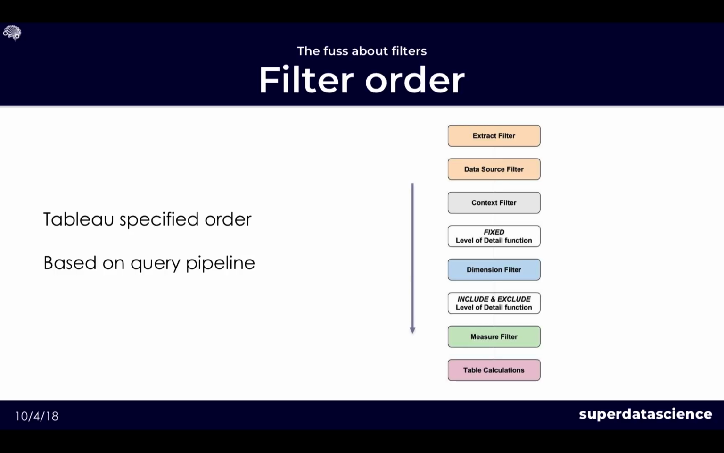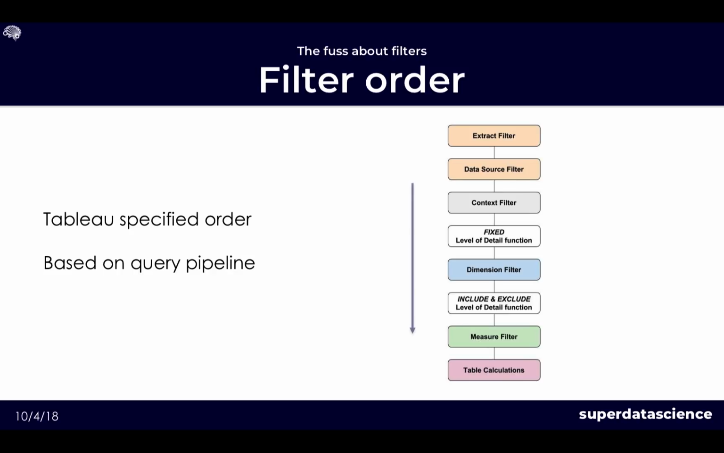But on this dimension level, for instance, all of them are independently executed, and the results then combined. So quite resource intensive per each of these levels. Then we've got the include and exclude level of detail function, once again before we get into the measures, and then the measure calculations. So quite interesting enough, your dimension filters will always be done before your measure filter.